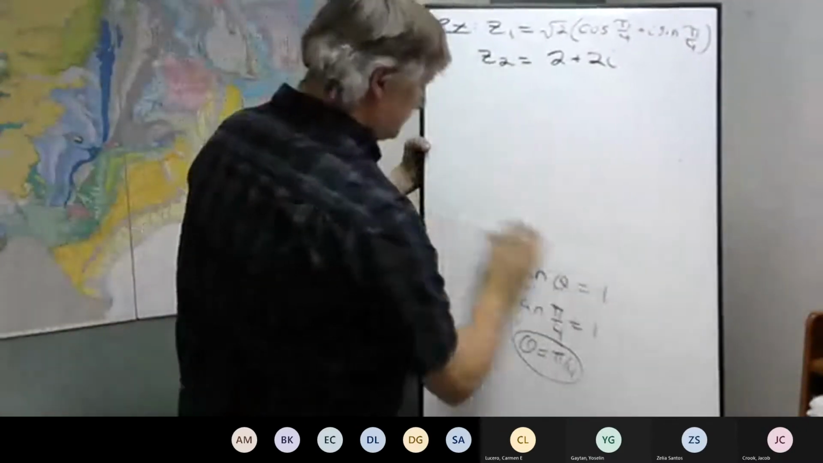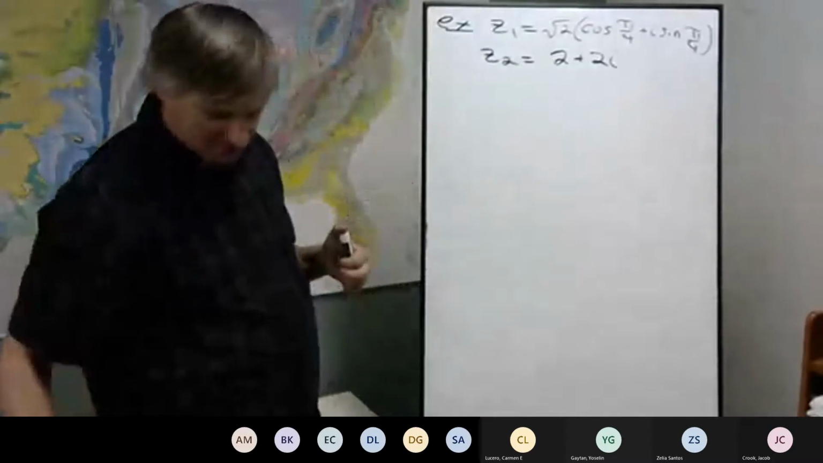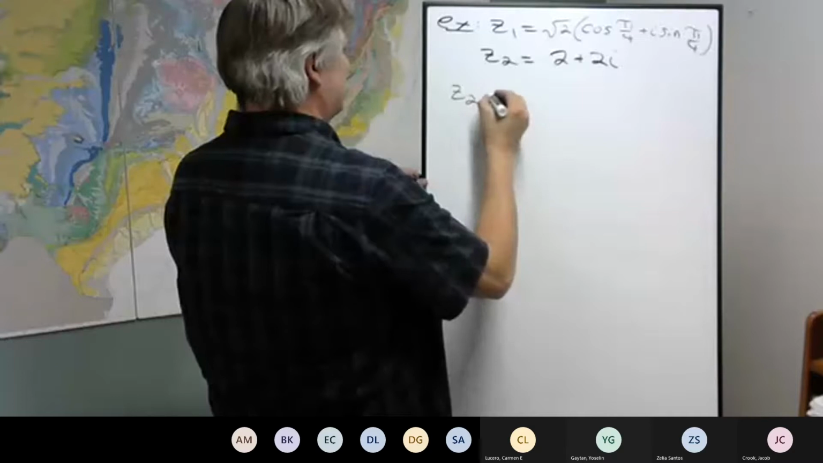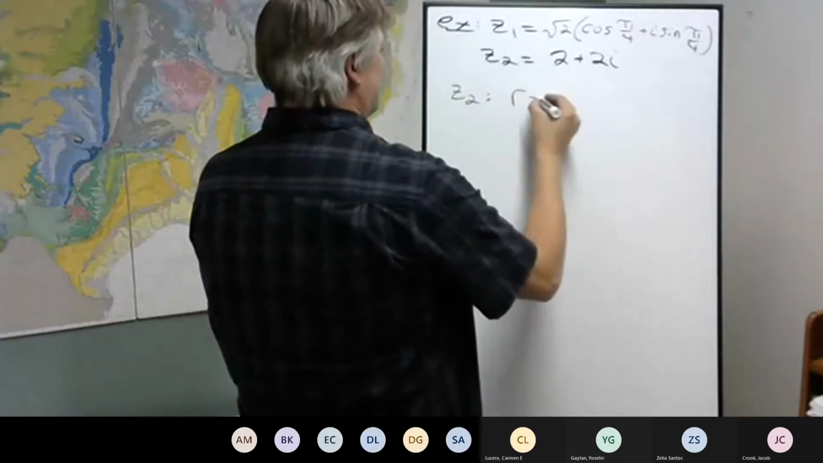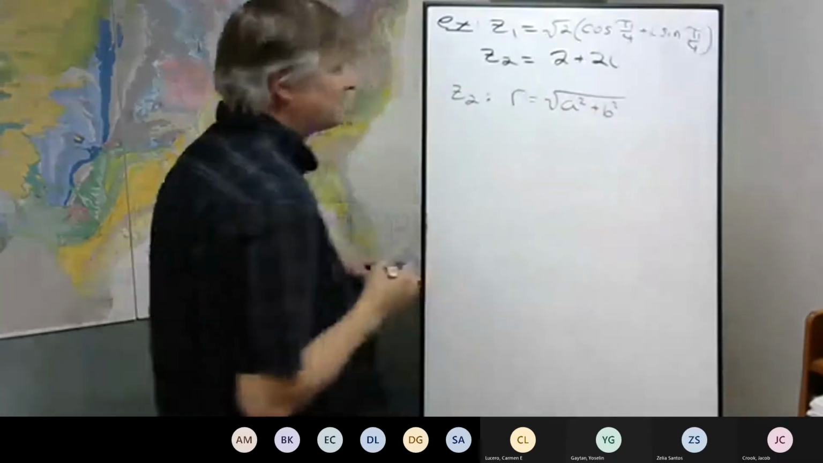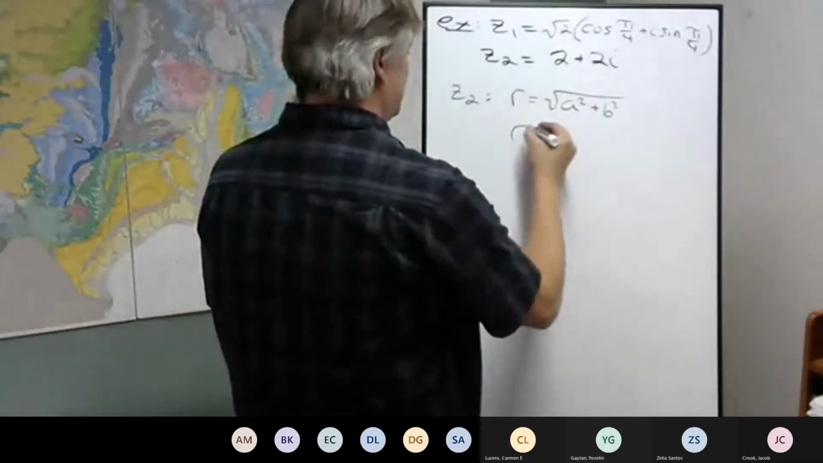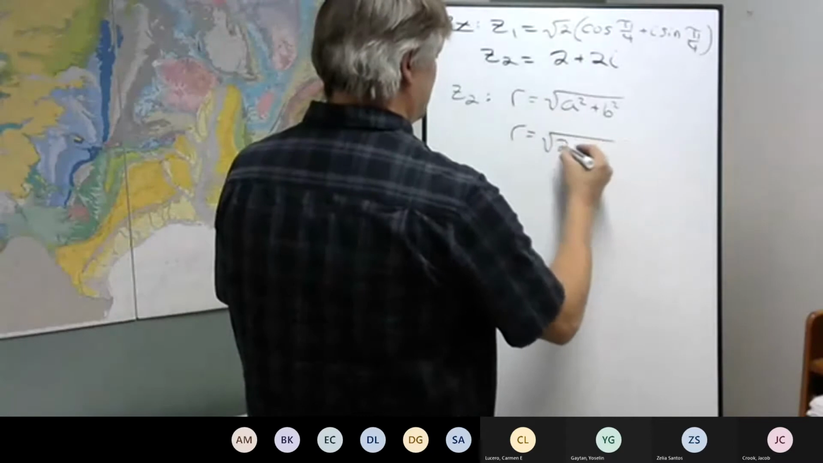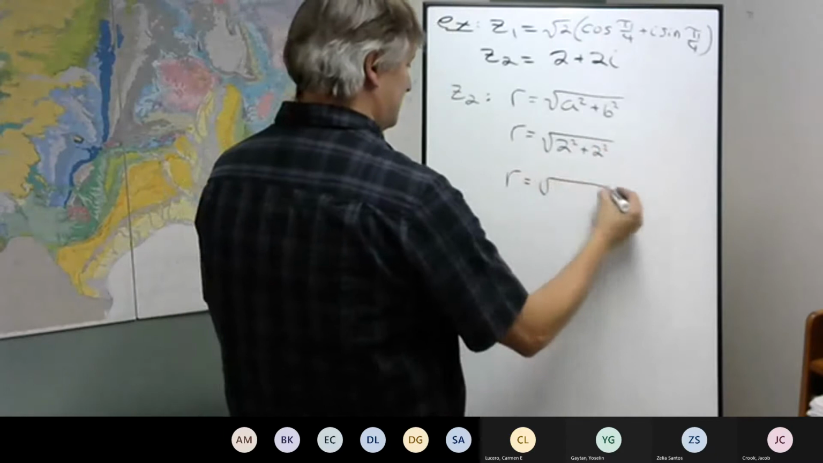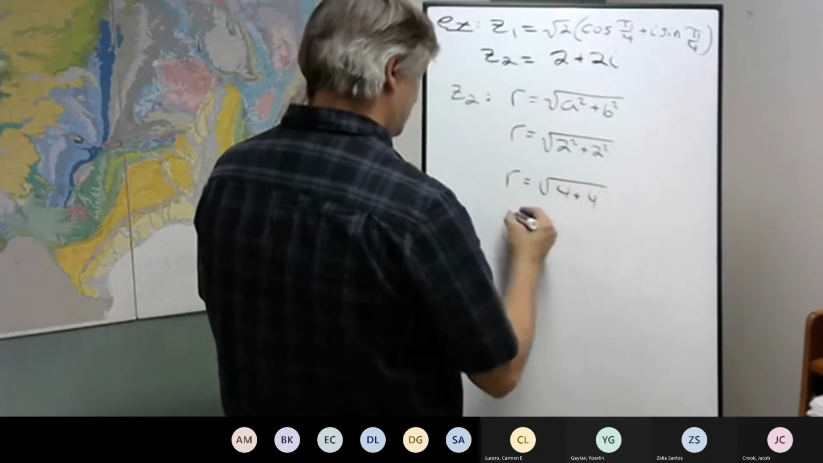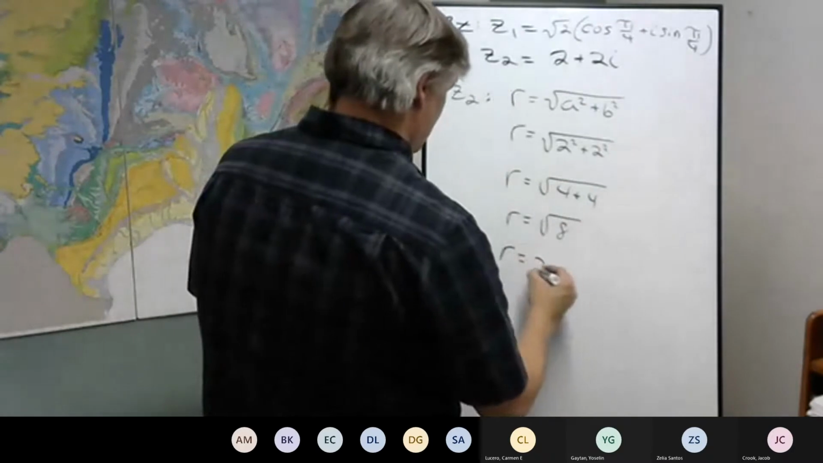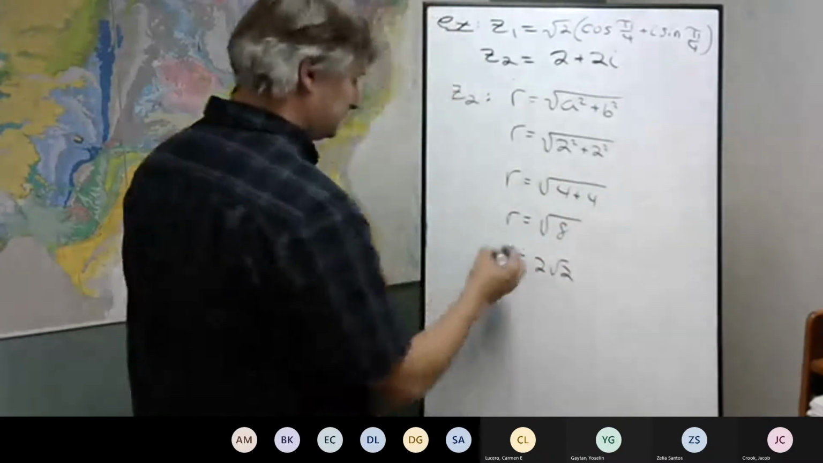So Z2, again, for Z2, r will be the square root of a squared plus b squared, or r is going to be the square root of 2 squared plus 2 squared, 4 plus 4, square root of 8, or 2 root 2.